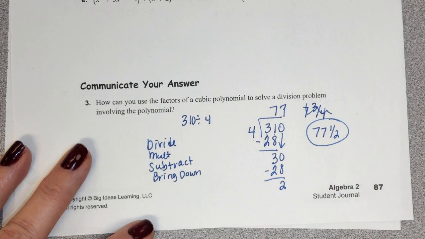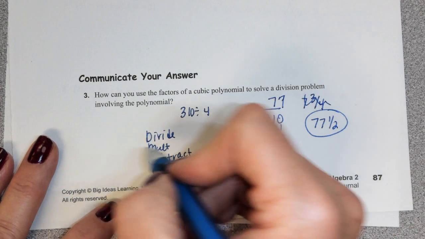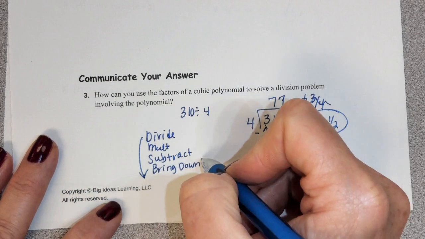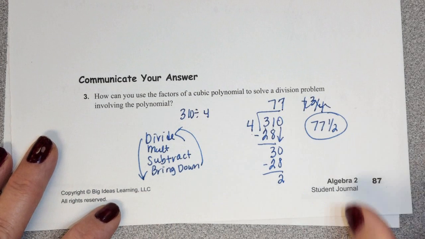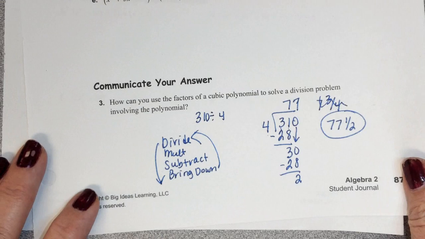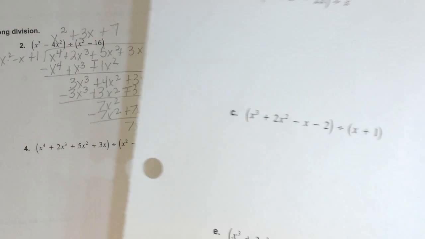But that's the process we use for long division. It's the same thing over and over. Divide, multiply, subtract, bring down. Divide, multiply, subtract, bring down. So now we're going to look at how we would do this with some other kinds of problems using polynomials. So now let's look at page 89.